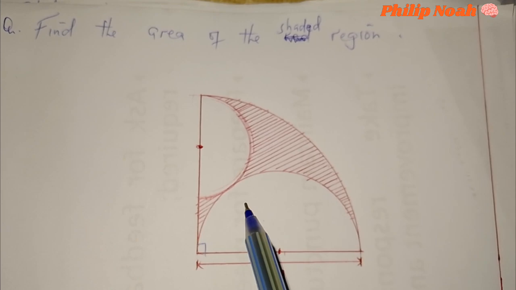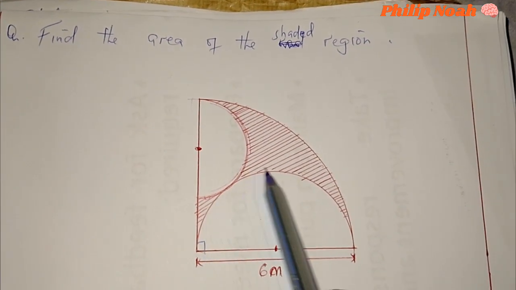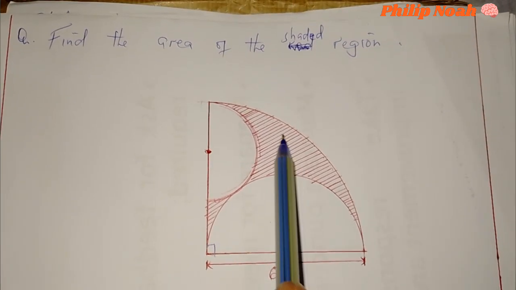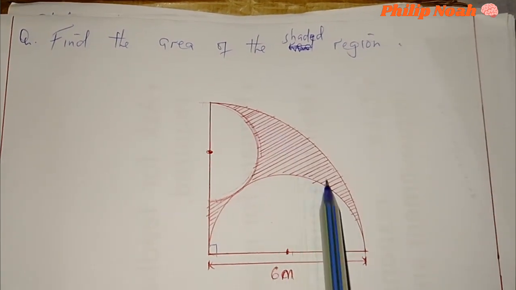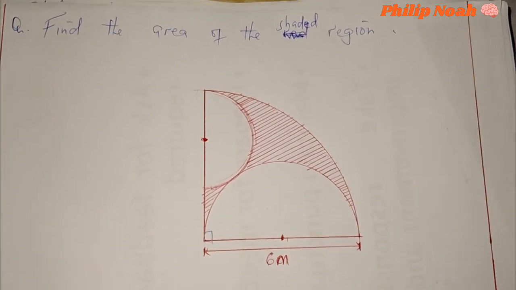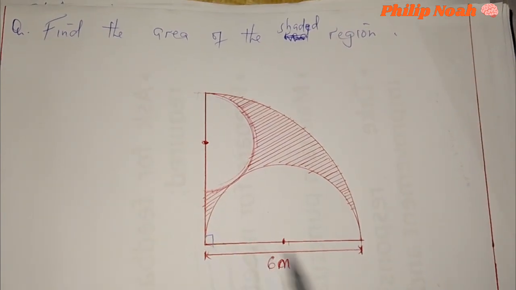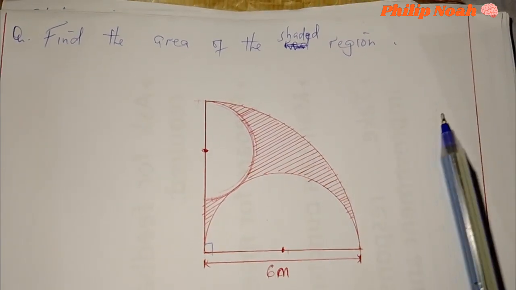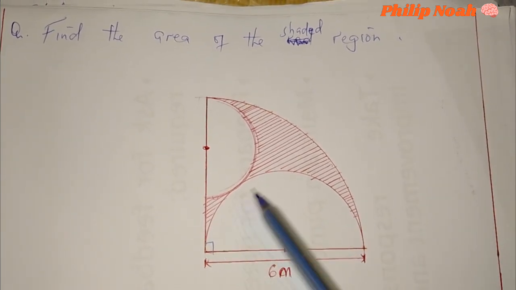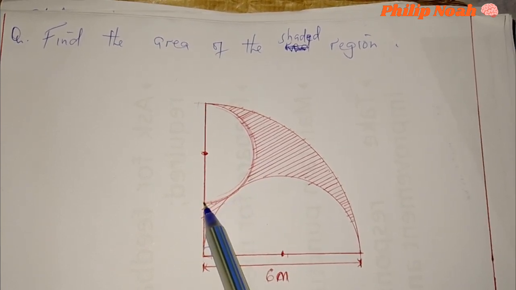Then we have two semicircles. We have this semicircle here and then this semicircle here. So we have been asked to find the area of the shaded region. This is the shaded region. For us to get the area of the shaded region, first of all, we have to find the area of this quarter circle. Then we subtract the sum of the areas of this semicircle and the area of this semicircle.